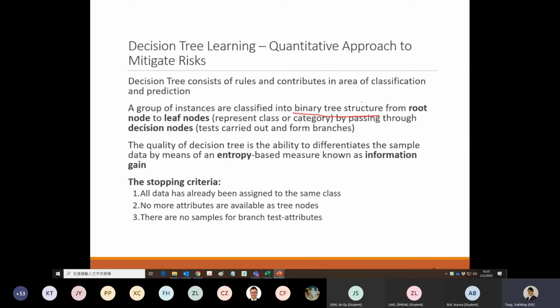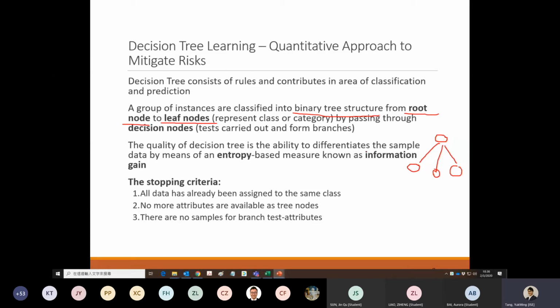This binary tree structure consists of two parts. First of all, it's called the root node, which means we have a node at the top. Then this root node will be divided into many different sub levels, which are called leaf nodes. So this is the root node, and it divides into many different sub levels. So we have leaves for this tree. These are called leaf nodes.